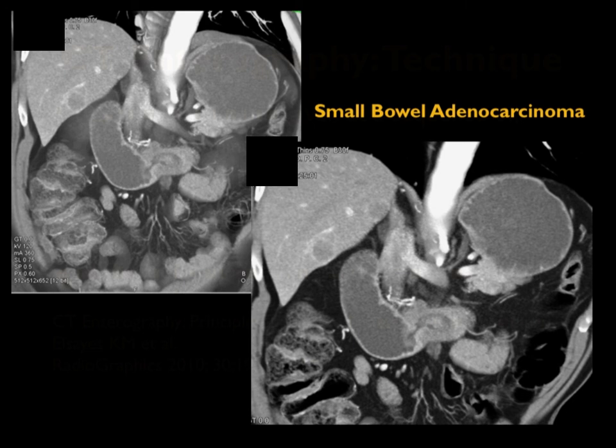And here's just another image in that same patient with the infiltrating tumor and the multiple liver metastasis. 3D imaging works very nicely here. Again, it's a good example of showing you how we can look at the patient's obstruction, how we can look at transitions in bowel, how we look at the wall enhancement, how we look at changes in the caliber of the bowel. And again, very nicely shown in this example.